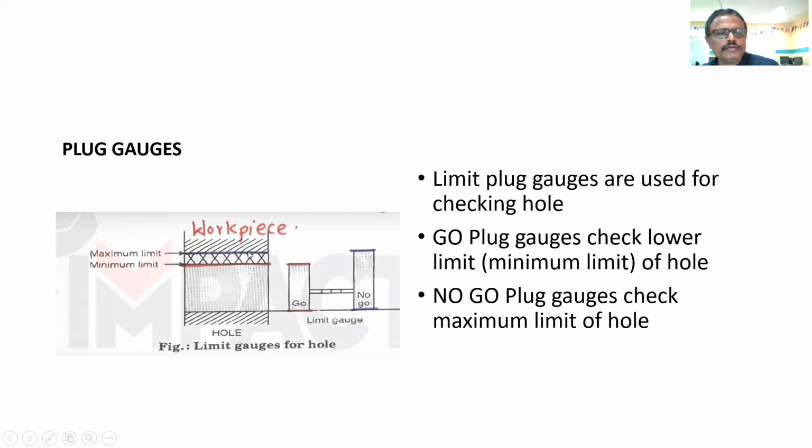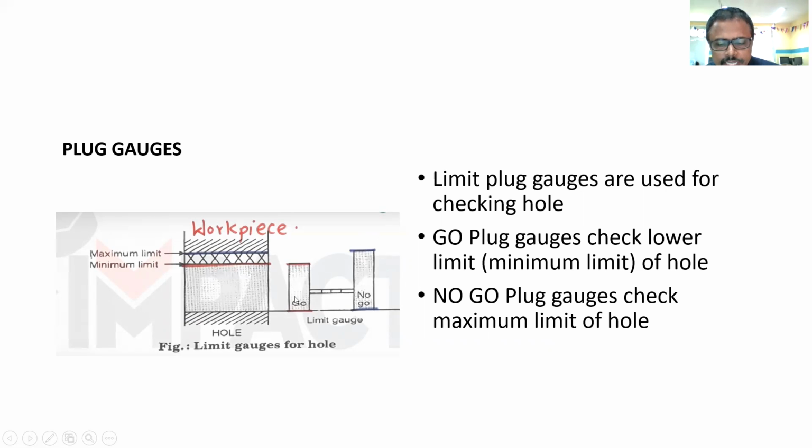So Taylor's principle says that the go gauge will correspond to maximum material condition and no-go gauge will correspond to minimum material condition. In case of holes, the go is checking the minimum limit. And in case of no-go, it checks the maximum limit of the hole. So all you have to remember is Taylor's principle, which tells us that the go is designed for maximum material condition. What is the maximum material condition for the hole? It is the minimum limit size.